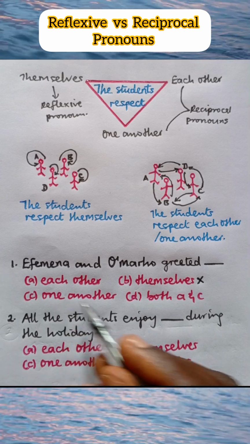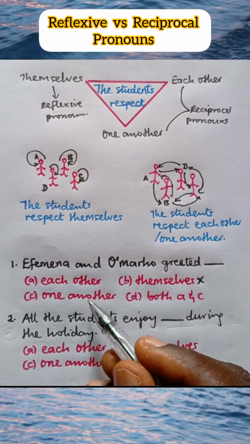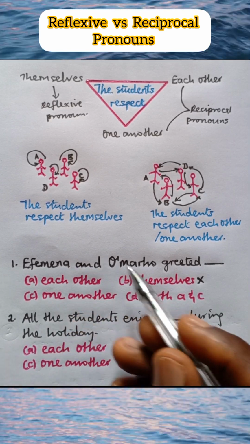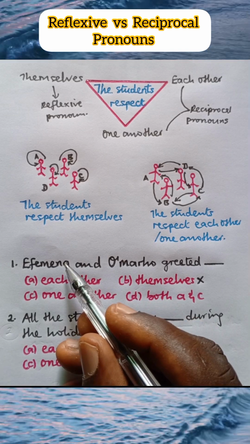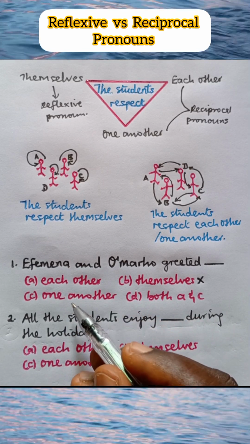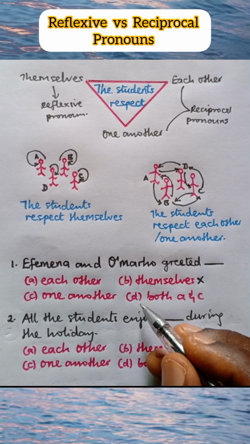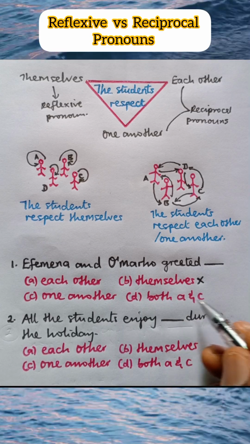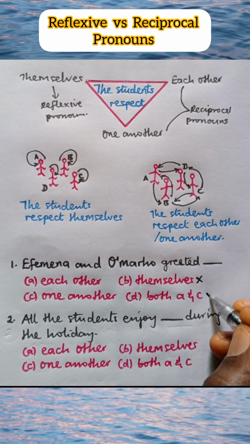Option C says one another. It means the same thing as option A, which means Efemena greeted Ogenemaru and Ogenemaru greeted Efemena. So since both are correct, then option D, which says both A and C are correct, becomes the answer.